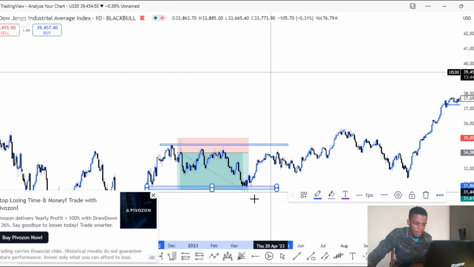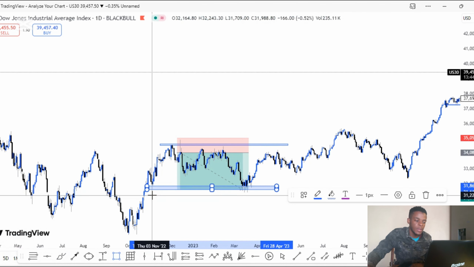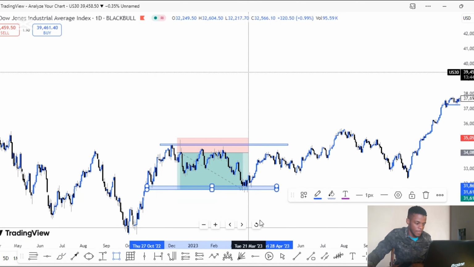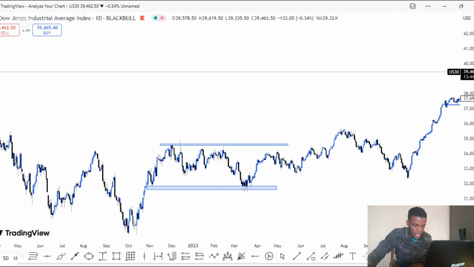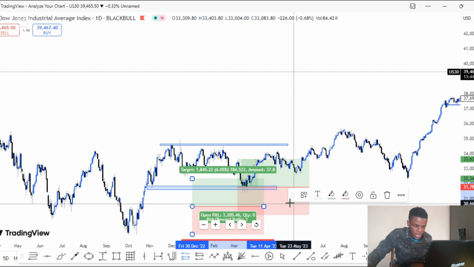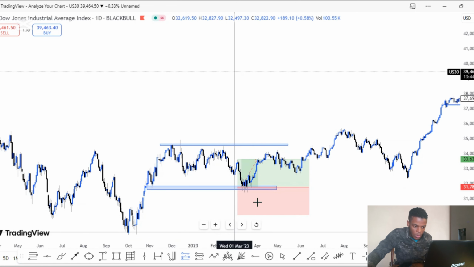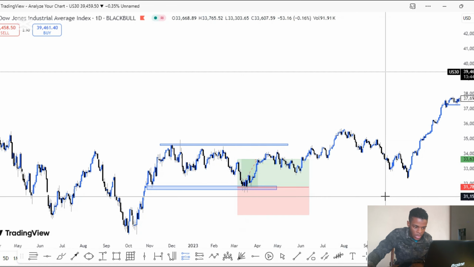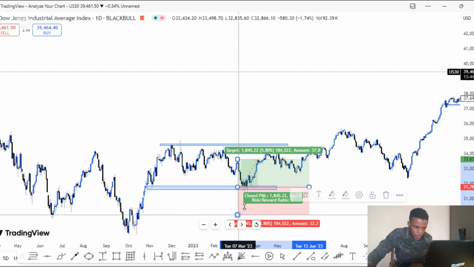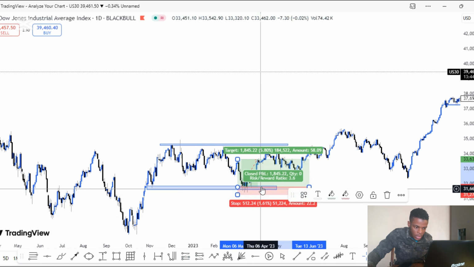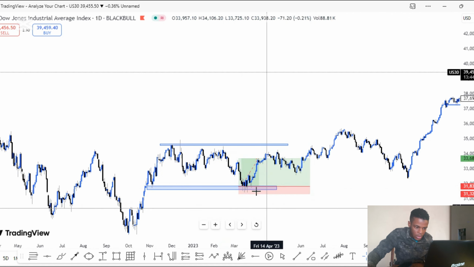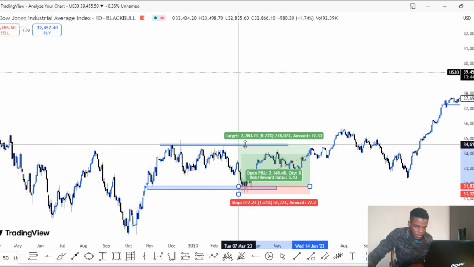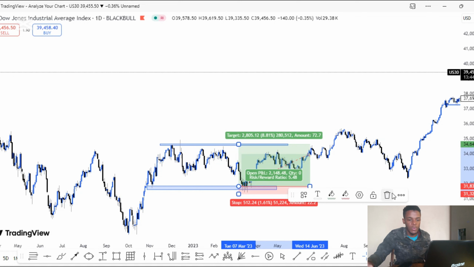But this support and resistance work very well when you are trading with the direction of the market. Even here, you can see weak rejection happened. What happened after weak rejection? You put your stop loss just below the weak rejection, just below it. Okay, you TP there, boom, you make money.